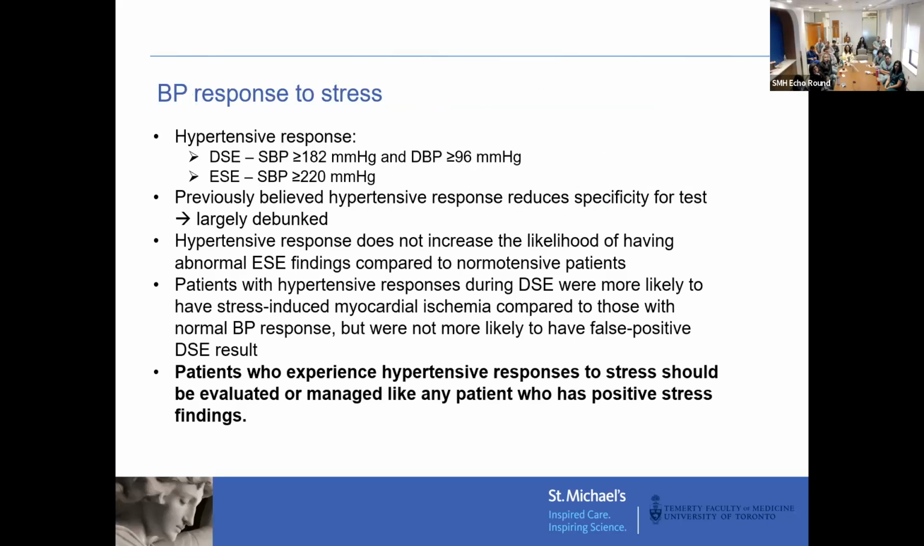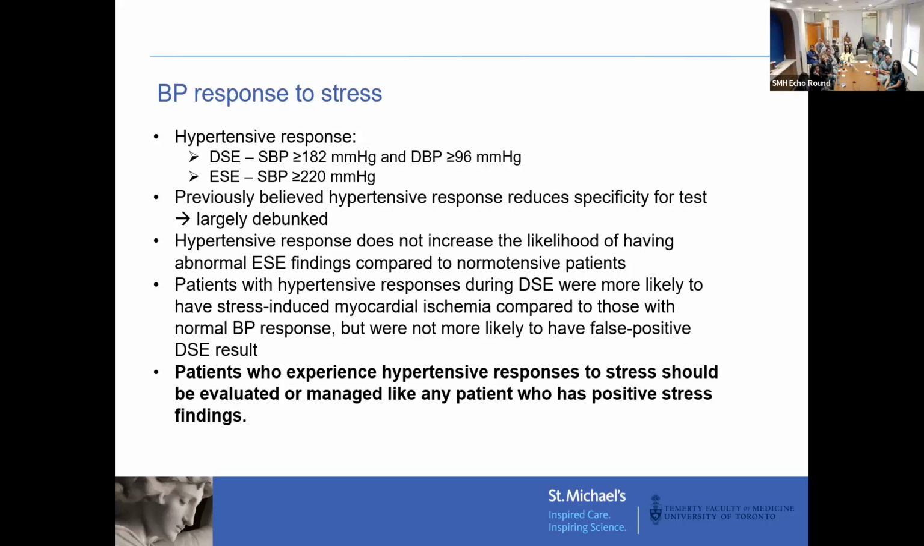Some comments about blood pressure response to stress. So the updated cutoffs in the new ASE guideline for exercise stress echo is just a systolic blood pressure of 220. They don't really make a distinction between males and females there. And then for dobutamine stress echo, the cutoffs are 182 for systolic blood pressure and 96 for diastolic blood pressure. So much harder to remember. We might just have to screenshot this and keep it for a quick reference.